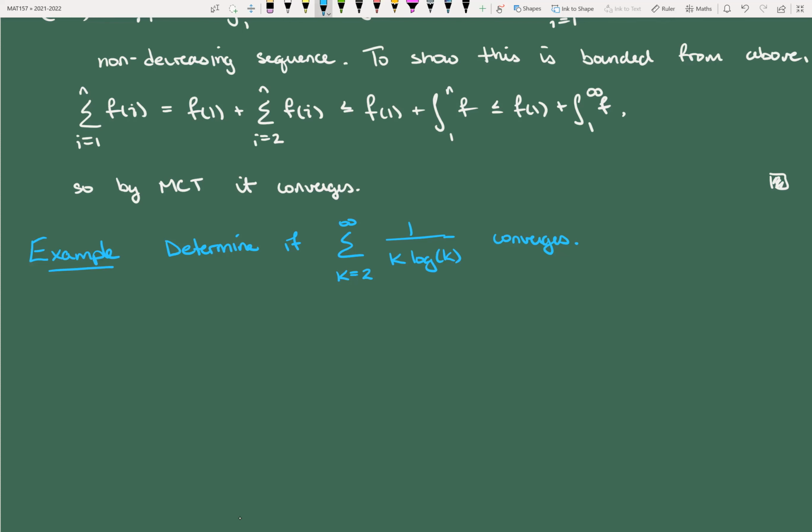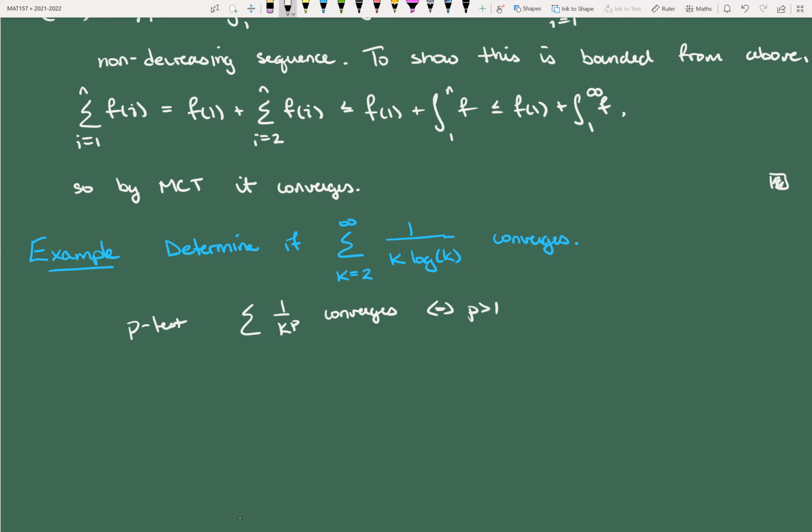So here's a very strong argument, and it's a great argument. The p-test tells you 1 over k to the p converges if and only if p is greater than 1, right? A great way of thinking about this is that it says your summand has to go to 0 fast enough, right? Like 1 over the square root of k goes to 0 so slowly that it actually diverges, right?